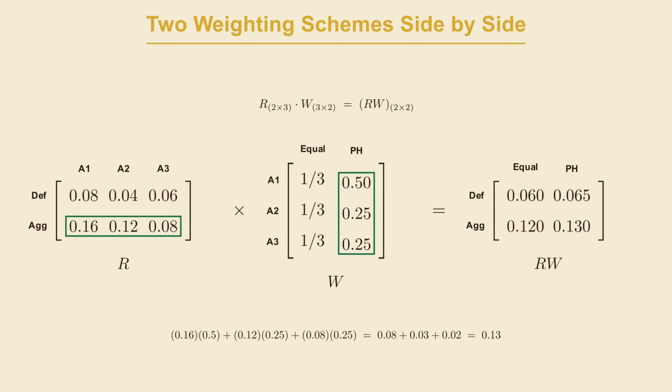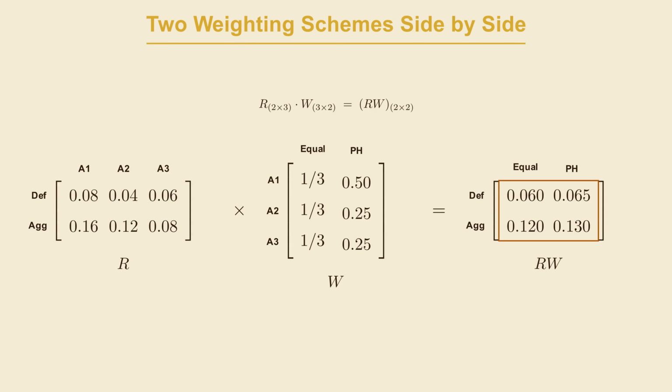So R times W ends up being a 2 by 2 matrix. The top row, 6% and 6.5%, and the bottom row, 12% and 13%. Each row tells us how a strategy performs under the two weighting schemes. Each column tells us how a weighting scheme performs across the two strategies. One matrix multiplication answered 4 questions at once.